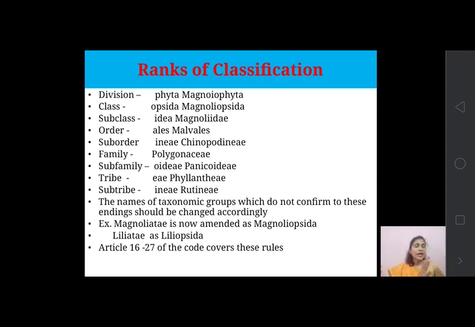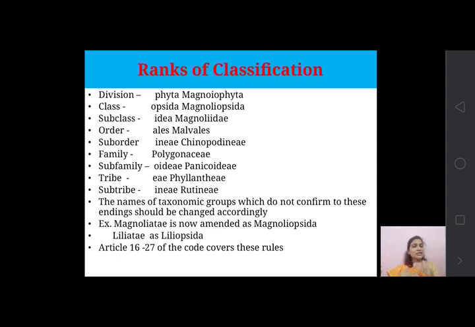Any division always ends with this suffix, that is -phyta. Then class always ends with -opsida. So Magnoliopsida. Magnoliophyta is a division, while Magnoliopsida is included in class. So the class always ends with the suffix -opsida.